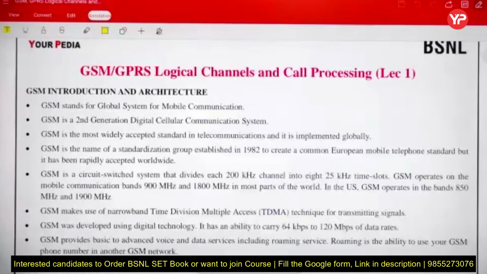Okay, so today we are going to start the next chapter. The first chapter we already covered, the antenna. In the second chapter, we are going to cover GSM. GSM means what? What do you understand from GSM?